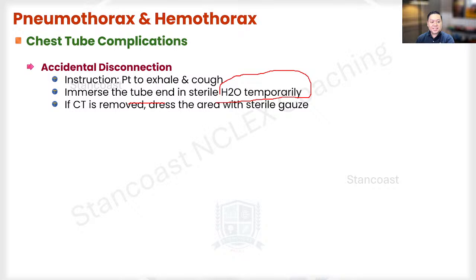Now, another thing is if there is accidental removal of the chest tube, we're going to dress the area with a sterile gauze, and we're not going to do that way too tight, because if it is too tight, then it can also cause tension pneumothorax. We don't want that either.